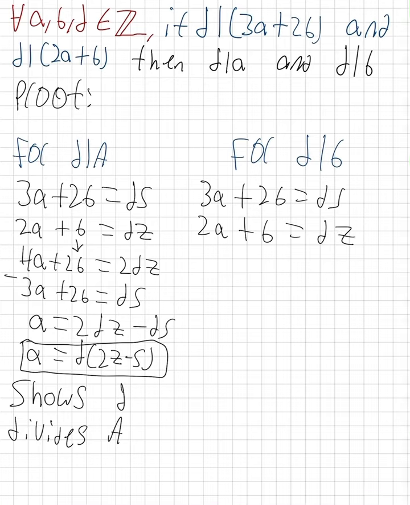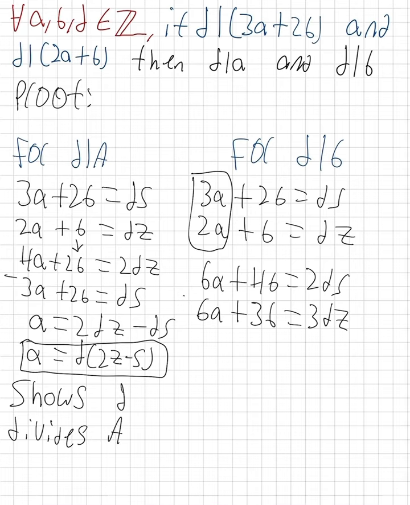Okay, so now I want these a's to be equal so I can isolate b. So what I'm going to do is multiply the first equation by 2 and the second equation by 3. Now when I subtract these, the a's cancel, and I'm going to be left with b on the left side. And on the right side, I'm going to have 2ds minus 3dz.